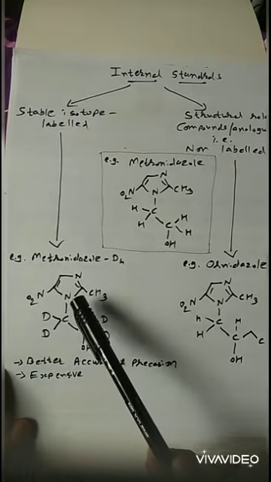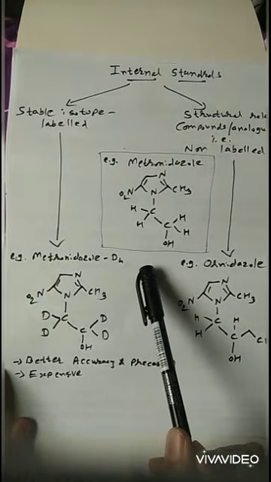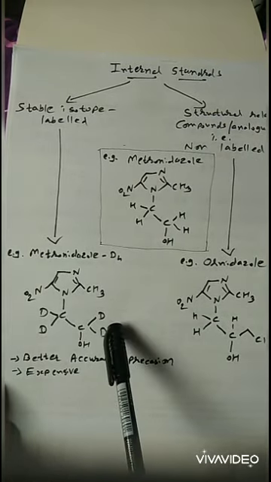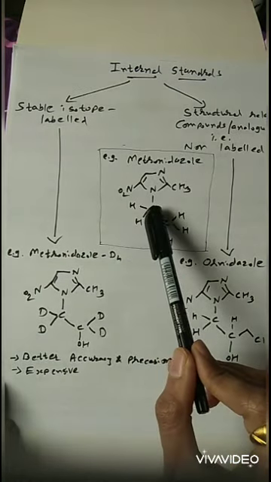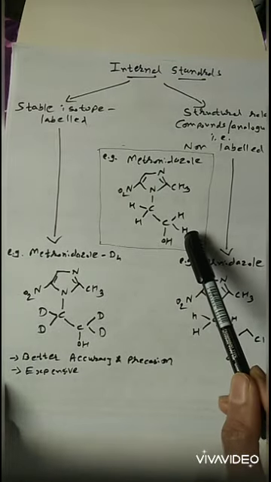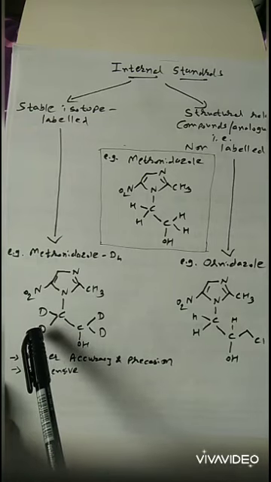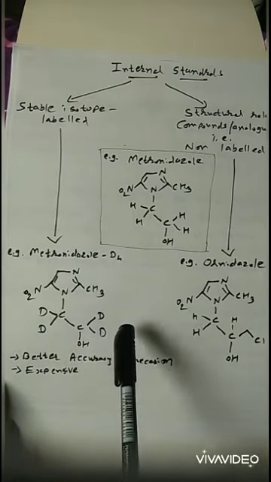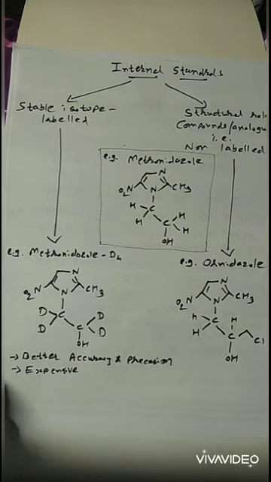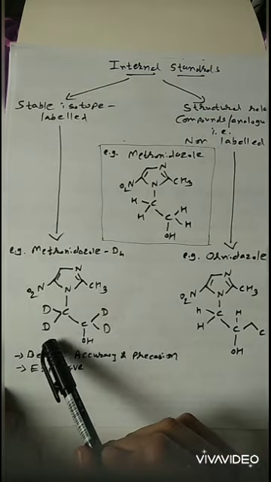Now this is the stable isotope labeled internal standard, that is metronidazole D4. What does D4 mean? In metronidazole, you can see here in the structure there is one hydrogen here, and one hydrogen here, and one is here. So there are a total of 4 hydrogens. These 4 hydrogens are replaced by deuterium in this metronidazole D4. So this is more stable, you can say, because in this internal standard the hydrogen is replaced by deuterium.